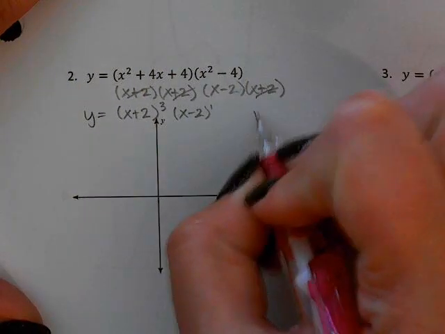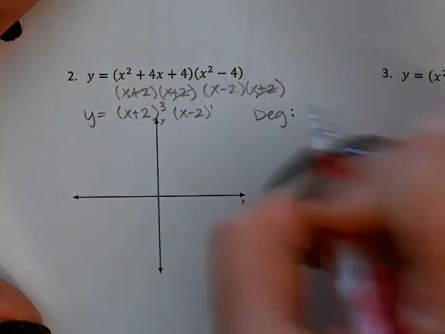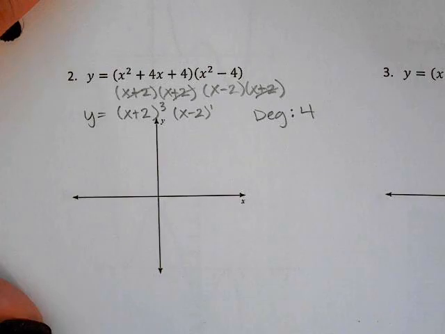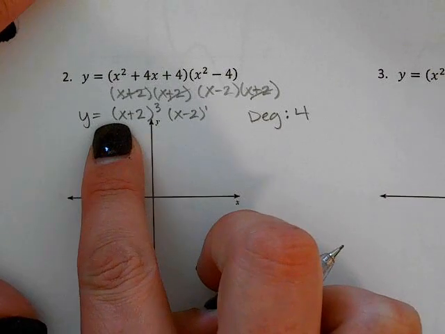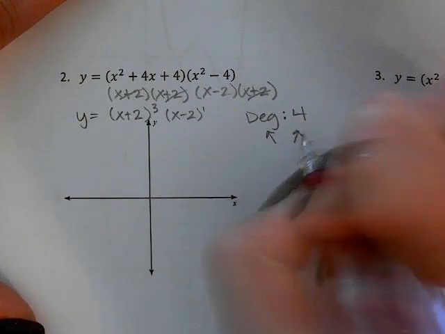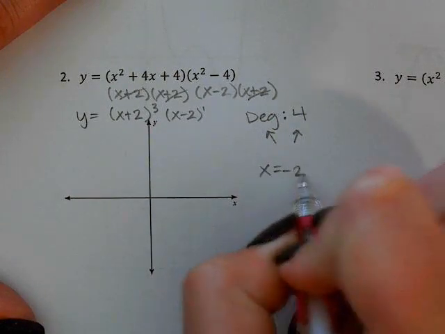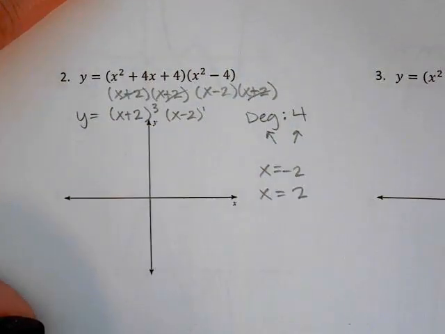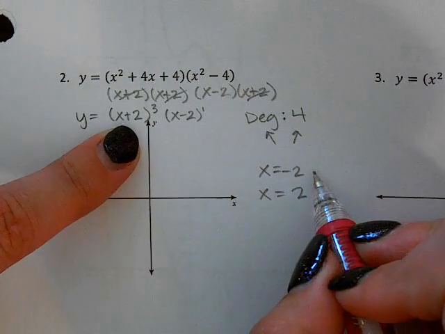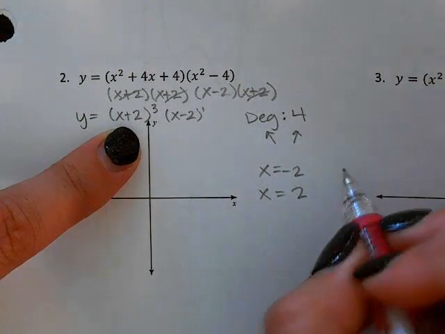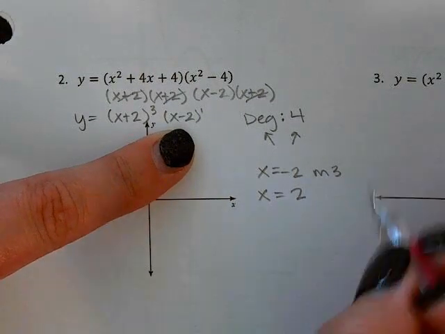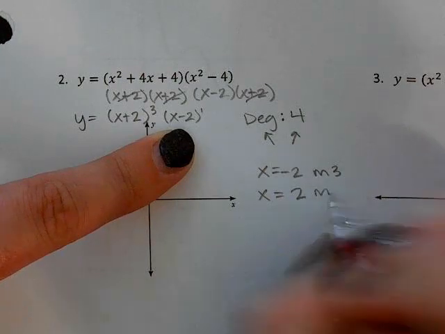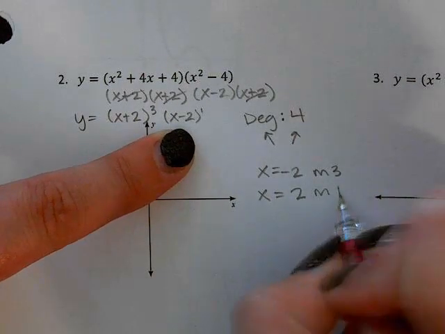So from there you can go, oh, this is a degree of 4. It has a positive coefficient. There's no negative sign. So if it has a positive coefficient, what does that tell us about the arrows? Up, up. Both of the arrows are going to go up. Okay. We have an x-intercept of -2 and an x-intercept of +2. What is the multiplicity of the x-intercept of -2? Multiplicity of 3. What is the multiplicity of the x-intercept of +2? 1.